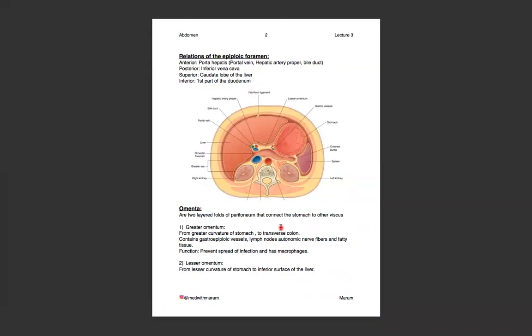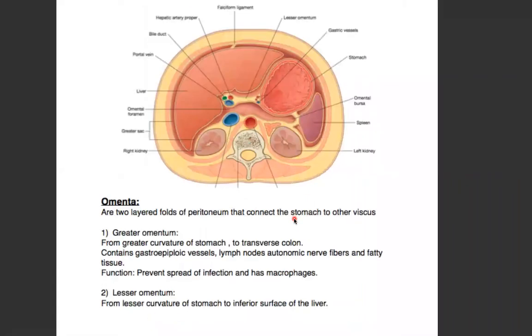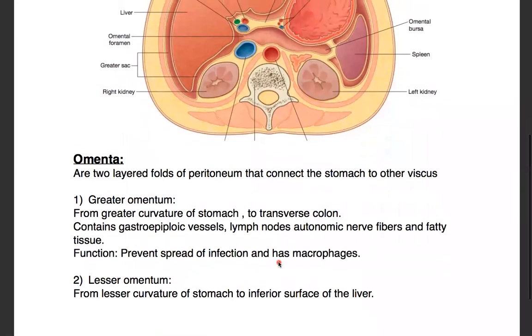Okay. After we talked about the two sacs, greater and lesser, connected by the epiploic foramen, in front of which is the porta hepatis, we now have the omenta. When you say omentum, it's a fold of peritoneum that connects the stomach to another structure. When we say omentum, it means it folds. It's a peritoneum that folds and connects the stomach with another structure. There are two: the greater omentum and the lesser omentum.